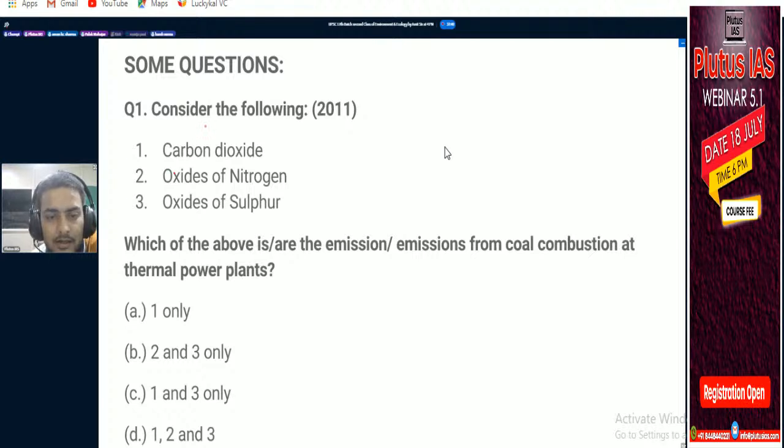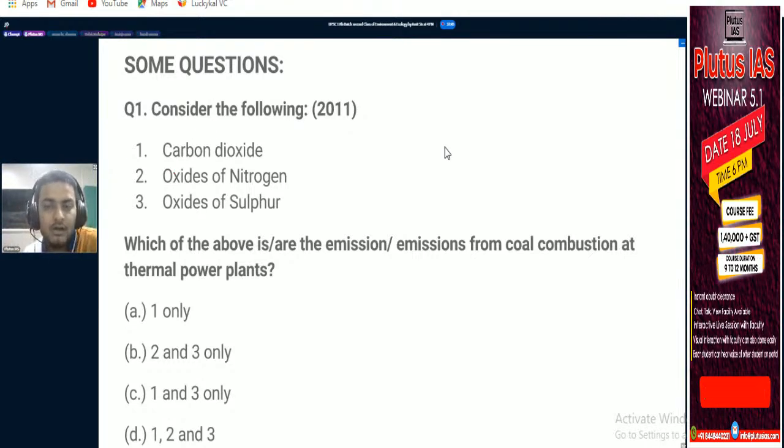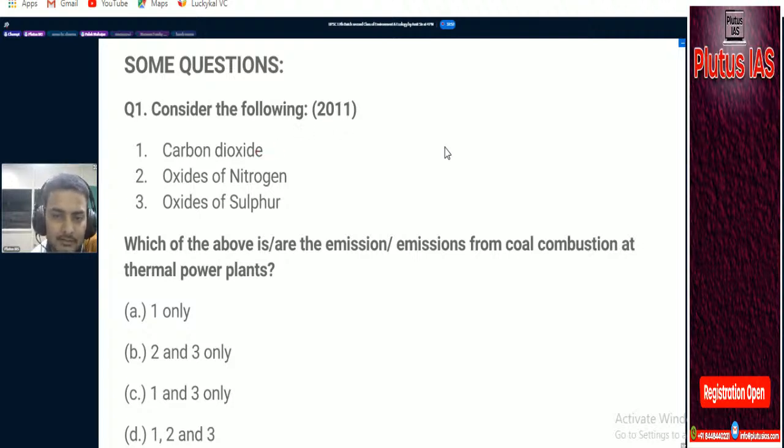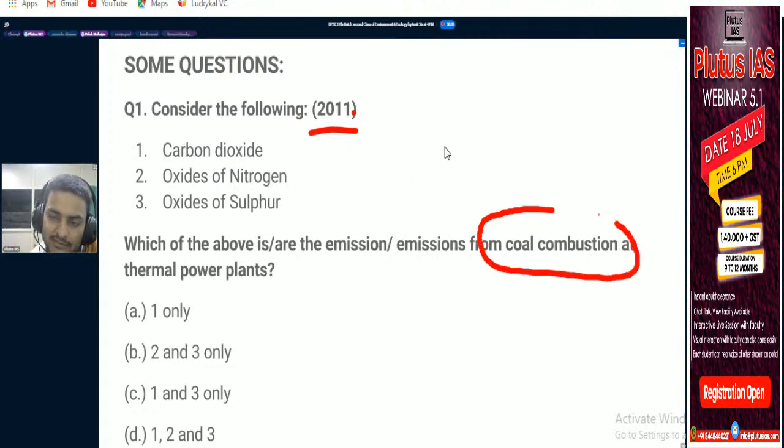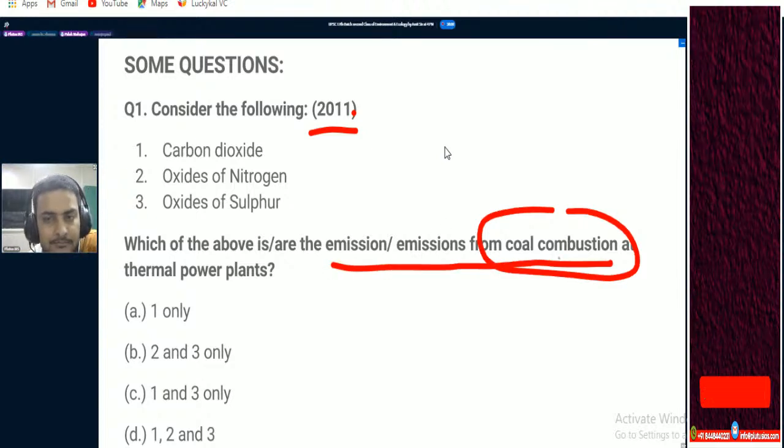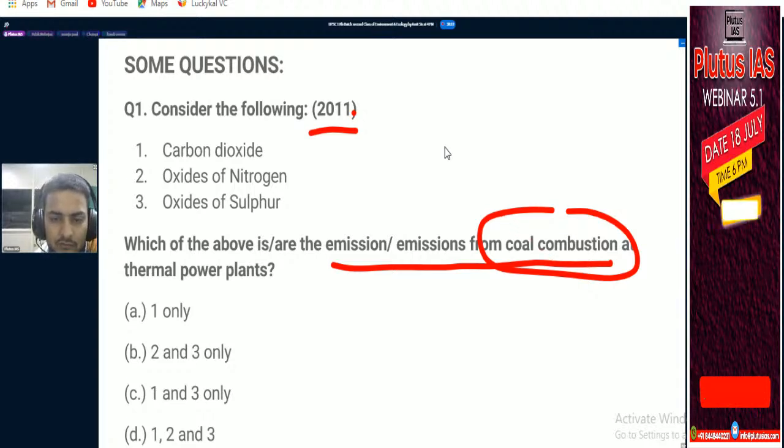So this question. Whatever I've given you or taught you, I'm going to take some questions on them, so that you can get a glimpse of what UPSC is asking. This was a question in the 2011 UPSC prelims. Here they asked which gases come out from coal combustion, the emissions which come out from the combustion of coal. So write your answers now. I want to see them.